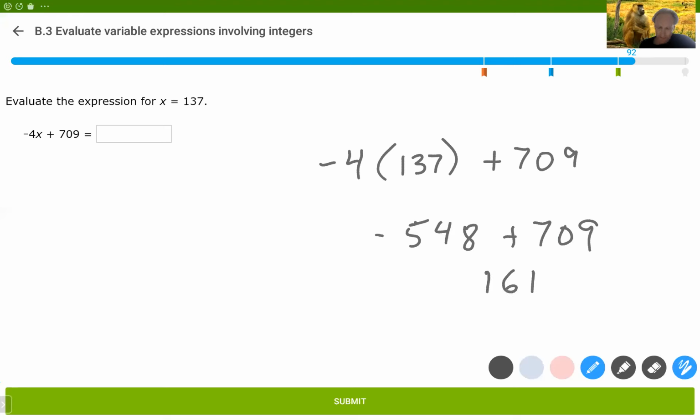And it's positive. Now, just to double check before I write it down, since I'm in the challenge zone, 709, and we are going to subtract 548. 8 from 9 is 1, 4 from 10 is 6, and 5 from 6 is 1. 161, of course.